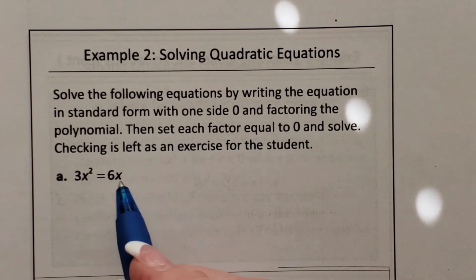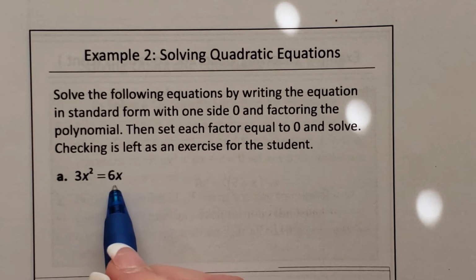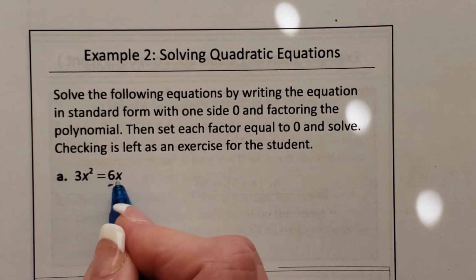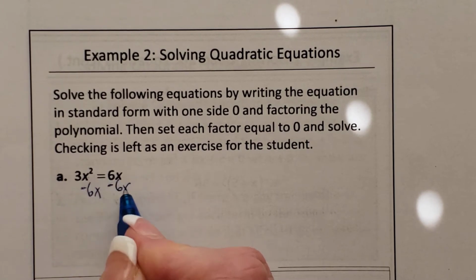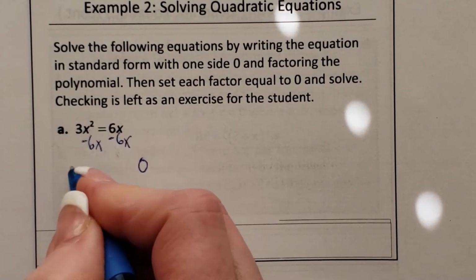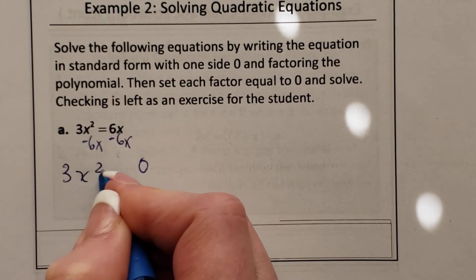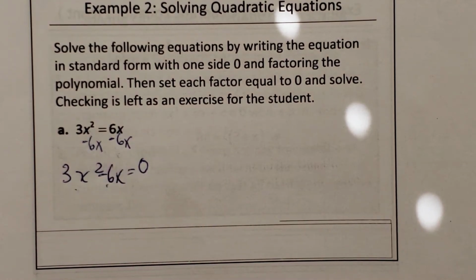So the first thing I'm going to do, I want to have a 0 on the right side of the equal sign. So I'm going to get rid of this term. In other words, I'm going to subtract it from both sides of the equal sign. So 6x minus 6x is 0. Here I have 3x squared minus 6x. Now I can't combine these because they're unlike terms.